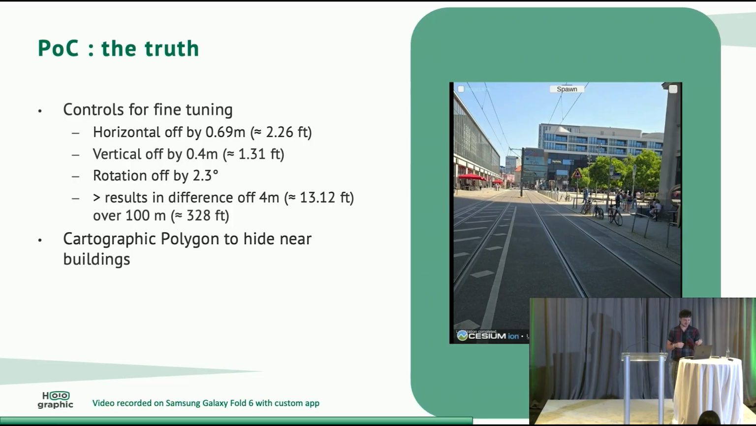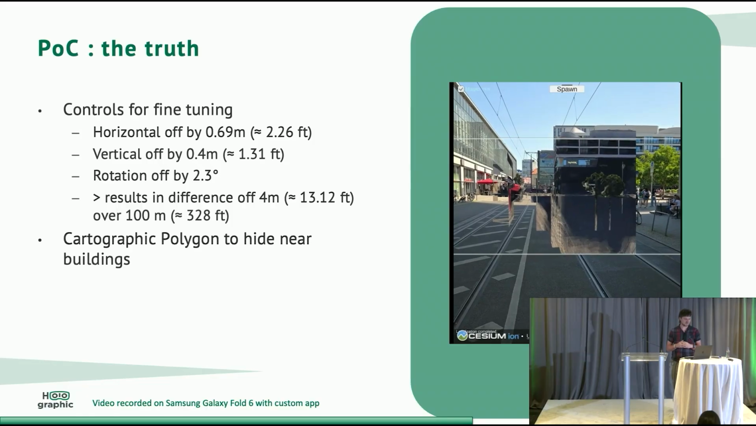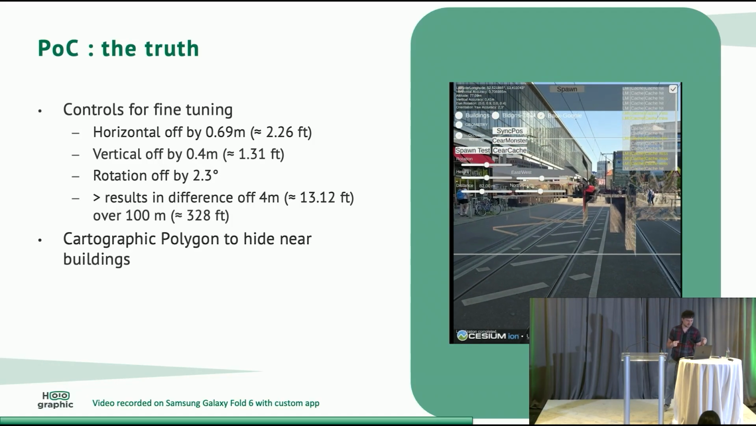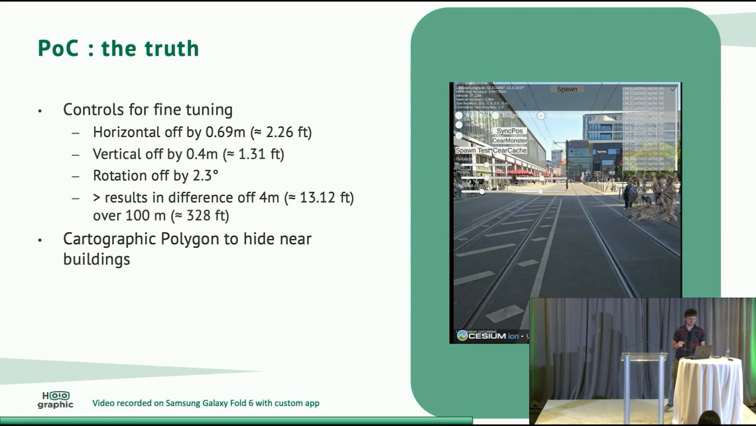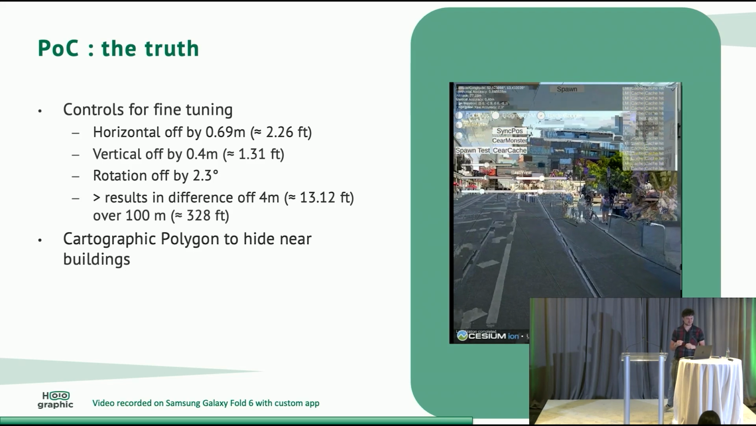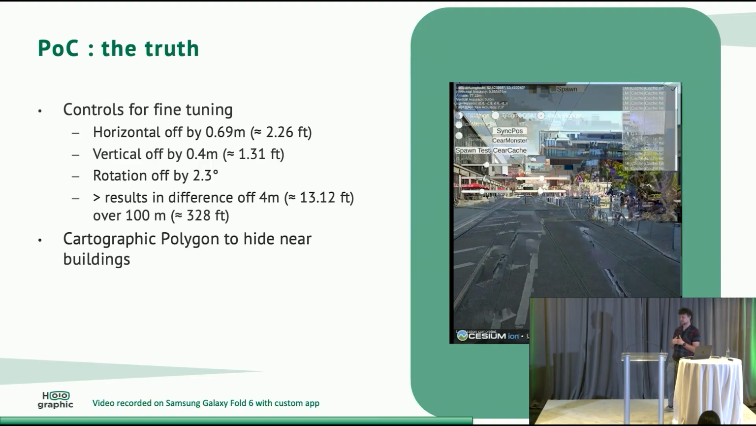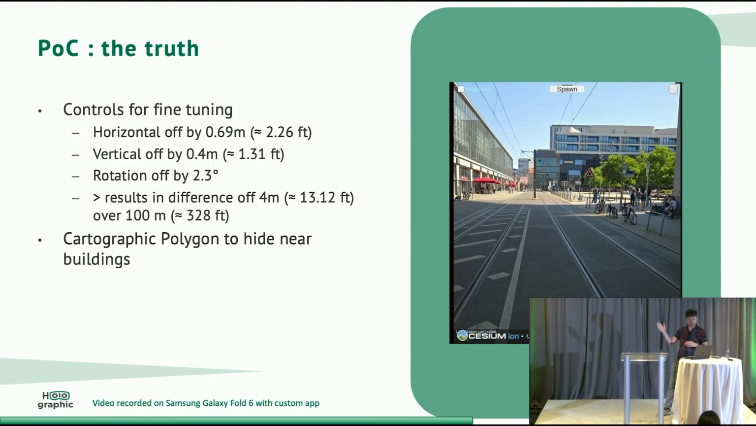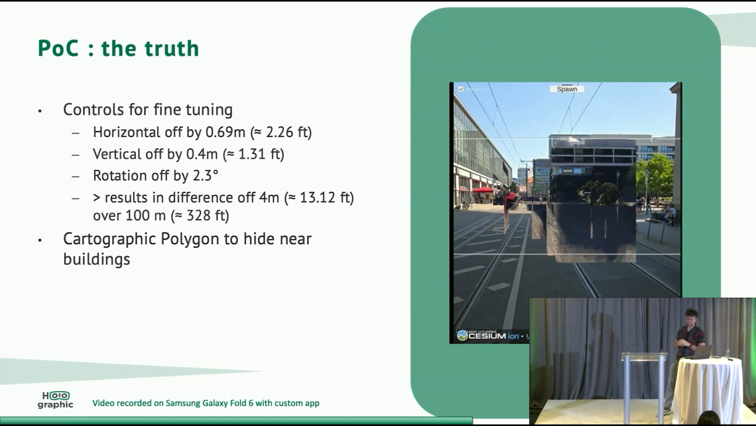And even 2 degrees will result in a 100-meter difference, a 13 feet difference, of buildings placed over a distance of 300 meters. So if I look at the building 300 meters down there, it will already be off like 13 feet.